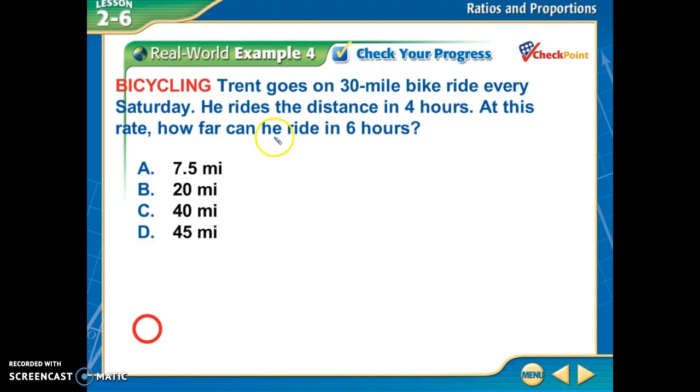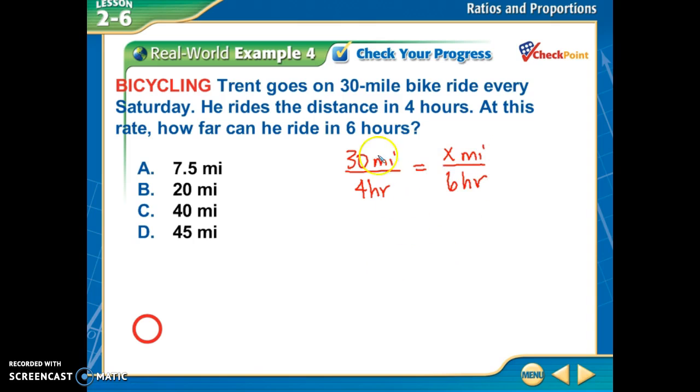Our last example: Trent goes on a 30-mile bike ride every Saturday. He rides the distance in 4 hours. At this rate, how far can he ride in 6 hours? I'm just going to write my proportion. It's proportional how far he goes in 4 hours and how far in 6 hours, assuming that he goes the same pace. So he's got 30 miles in 4 hours, and at that pace, we want to know however many miles, so we'll call that x, he can get in 6 hours.